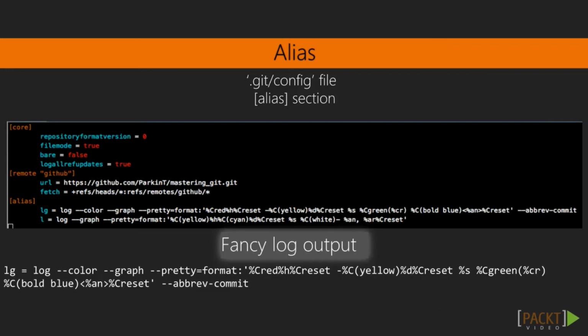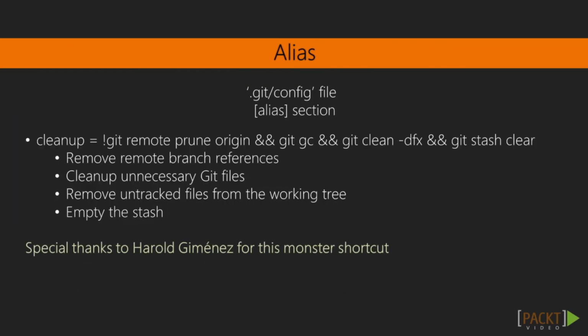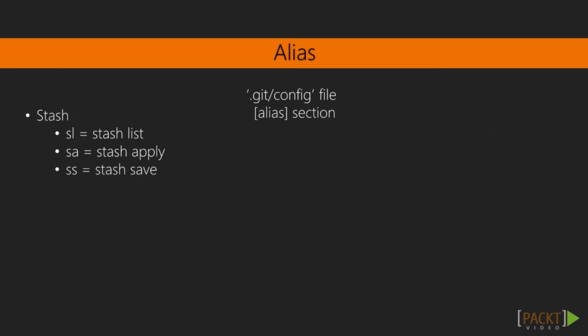Here are a few for fancy log output. Call this with -p to see the lines that have changed. A slight variation on this theme is this one. This alias will remove branch references that no longer exist, clean up unnecessary Git files, remove untracked files from the working tree, clear out your stash. And as we discussed stash, here are a few shortcuts for stash.